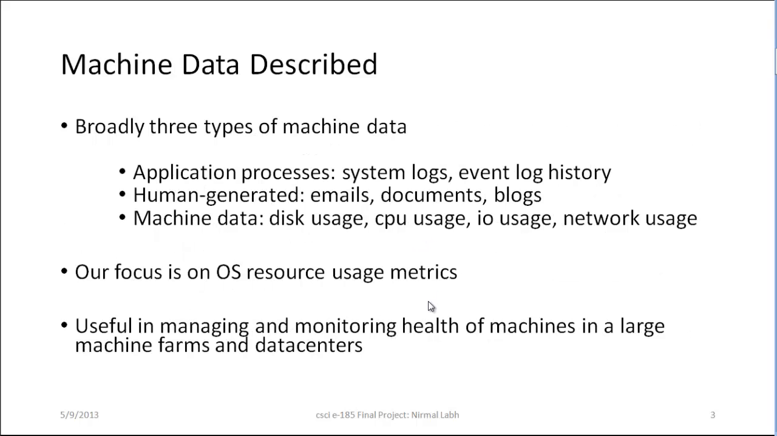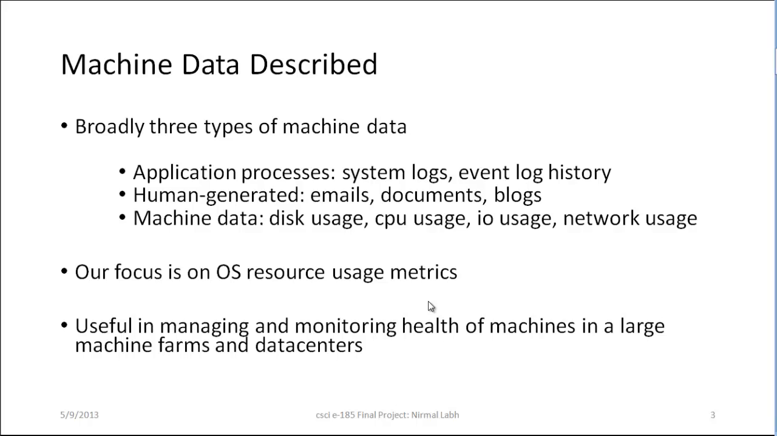So moving on to the next slide, what really is machine data? Just before we actually start looking into what we are going to do with the data, data gets generated on the machine in many forms. Application processes, HTTP processes, writing system logs, event logs, history, human interaction with applications. We create blogs, documents, emails, text messages.